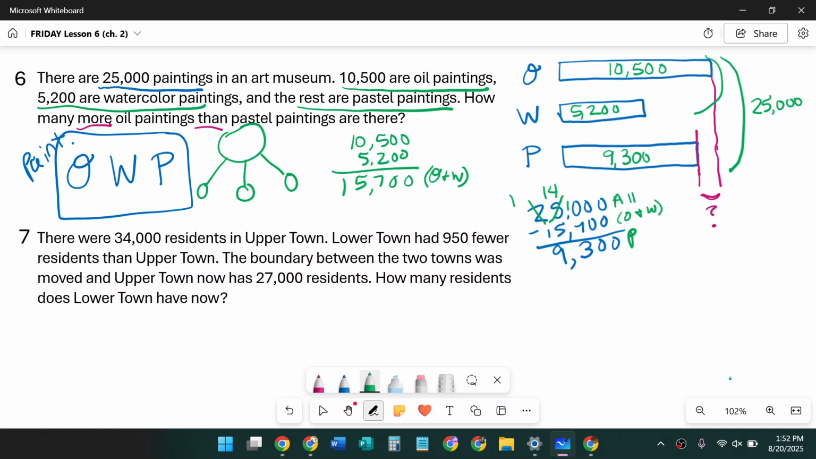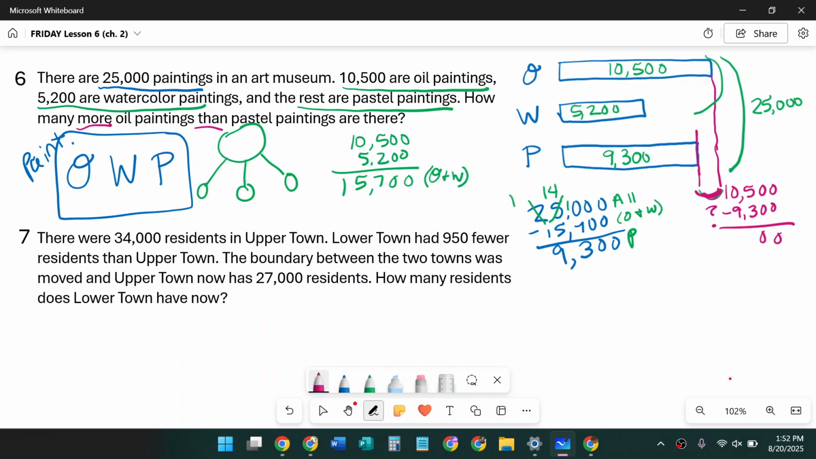Okay, so now we can find this little section right here. Before I tell you, think in your head or say out loud, how do you think I can find that difference, this between oil and pastel, to find how many more oil than pastel? If you said subtract oil minus pastel, you are right. So 10,500, that's our oil, minus 9,300, that's our pastel.